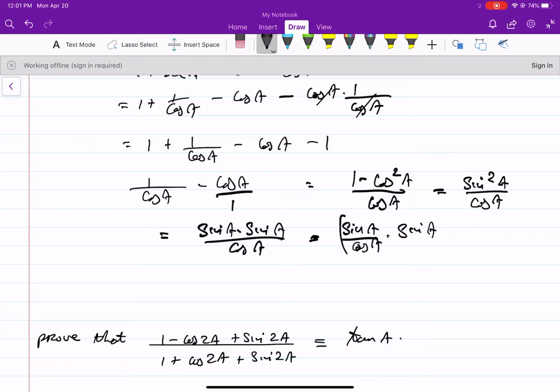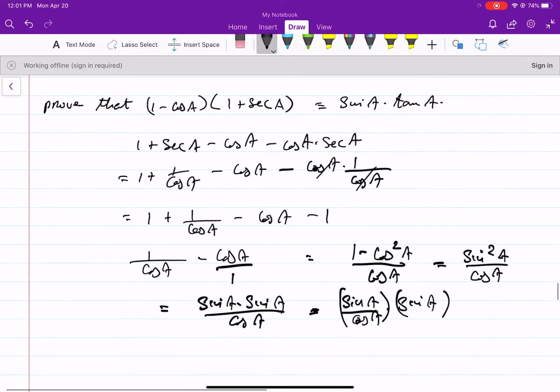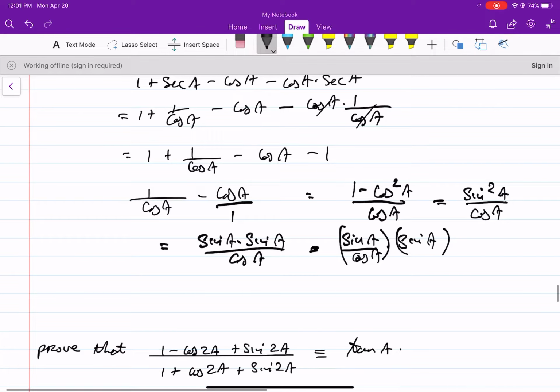And this portion here is tan, and that portion is sine. Hence, tan A sine A. So I'll just write it back in the order that they want it, which is sine A times tan A. Hence proven. Not too bad.